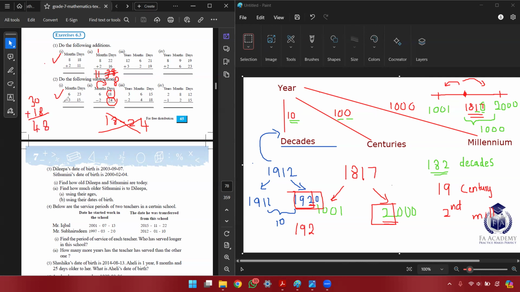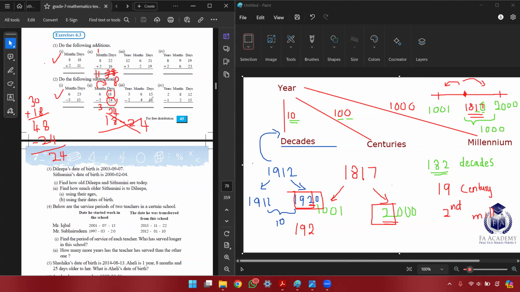Okay. So out of that 48 days, you need to minus 24 days now. Then you have 24 days left. So the answer should be here as 24. And since you borrowed a month, don't forget you borrowed a month. So this is going to be 5 minus 2, which is 3. So you need to do in that way.